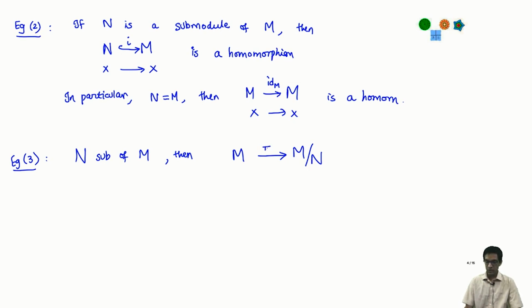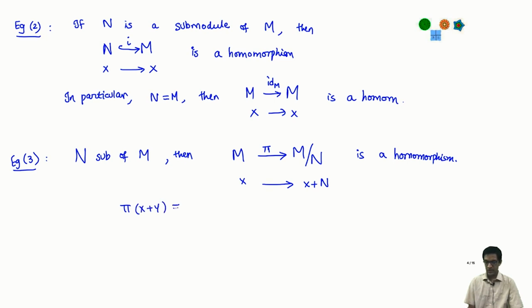Now from M to the quotient I have what's called the projection map, which takes each element x of M and maps it to its corresponding coset x plus N. So this projection map is a homomorphism. Let's check this quickly. This just follows from the way the addition and the scalar multiplication are defined on the quotient.